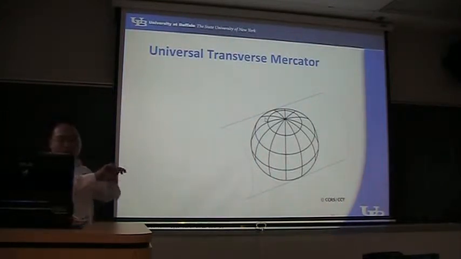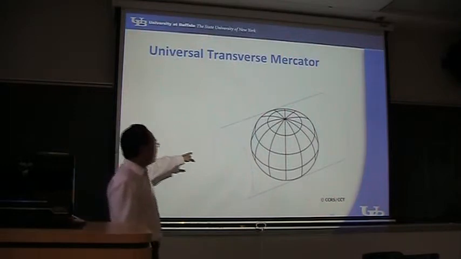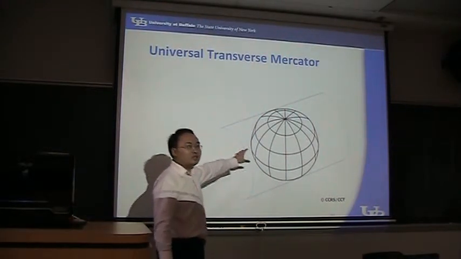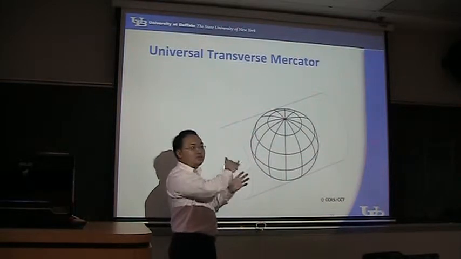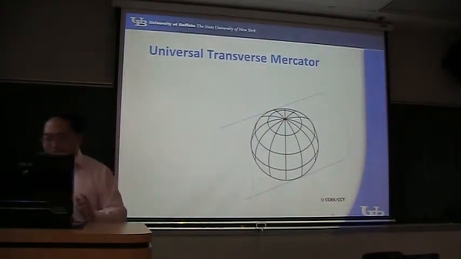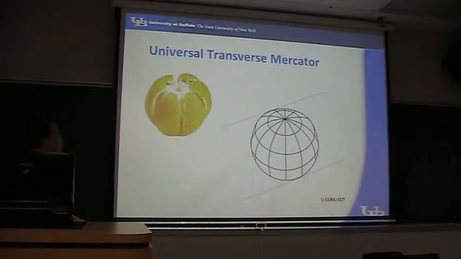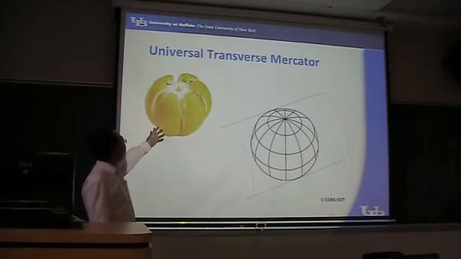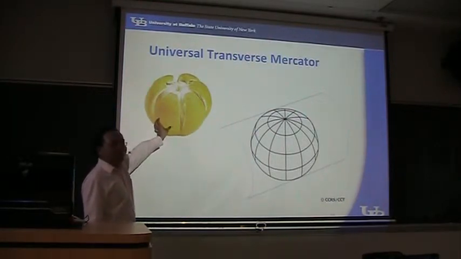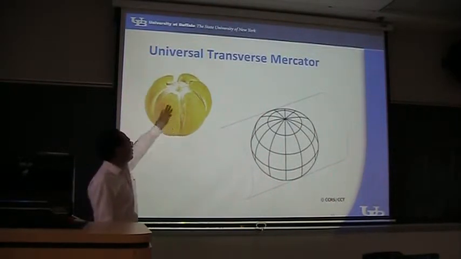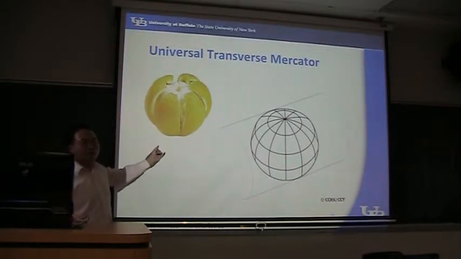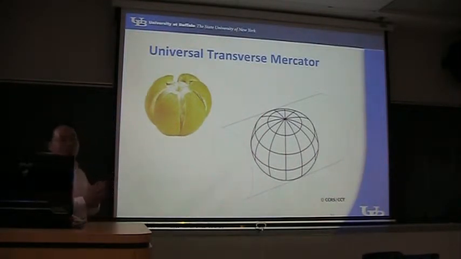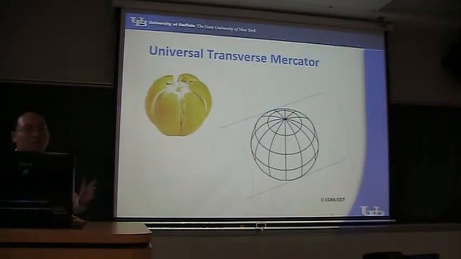And they use horizontal cylinders to cover the Earth, and they cover it 60 times. I really like this metaphor. So actually, I think the inventor of UTM must be a fan of orange. So you see, this piece is very flat compared to the whole orange, right? And if you divide it into 60 pieces, then you can easily project them on paper without much distortion. Do you understand this?